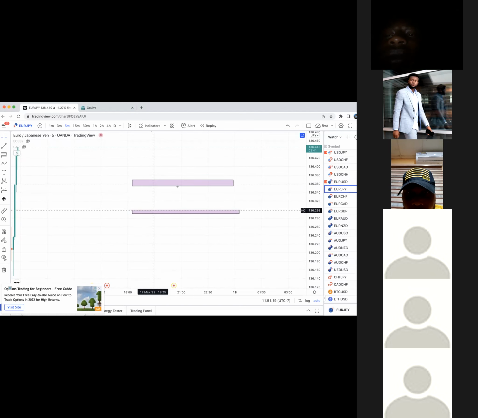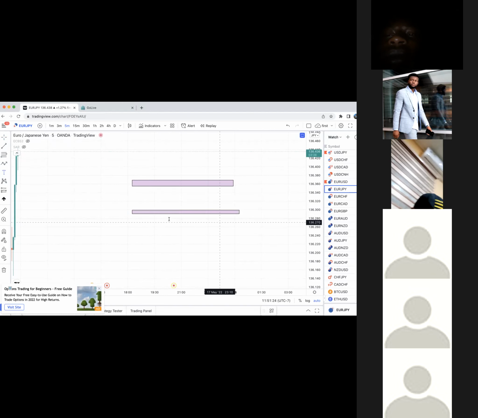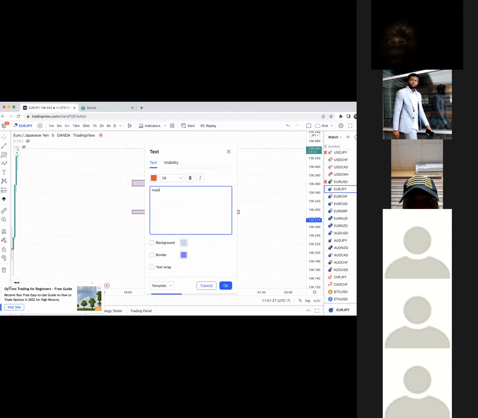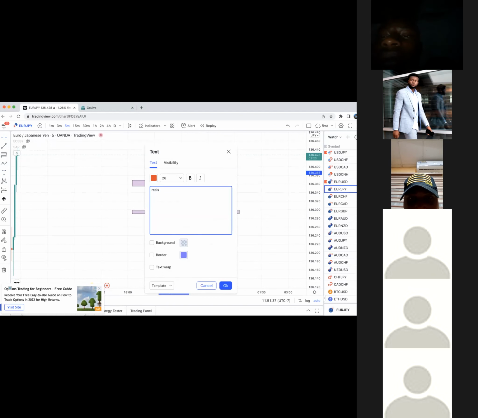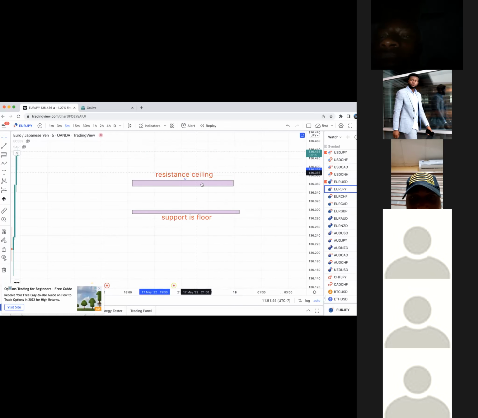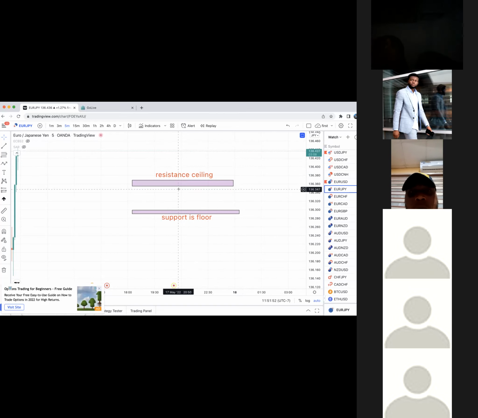Support is the floor, resistance is the roof. See if I can write this down, right? This is support, this floor, right? Then we'll put that down here. That's the support, floor, okay? And then up here, we'll put resistance, ceiling, all right? Or the top. Support, another word is bottom. Resistance, top, all right?